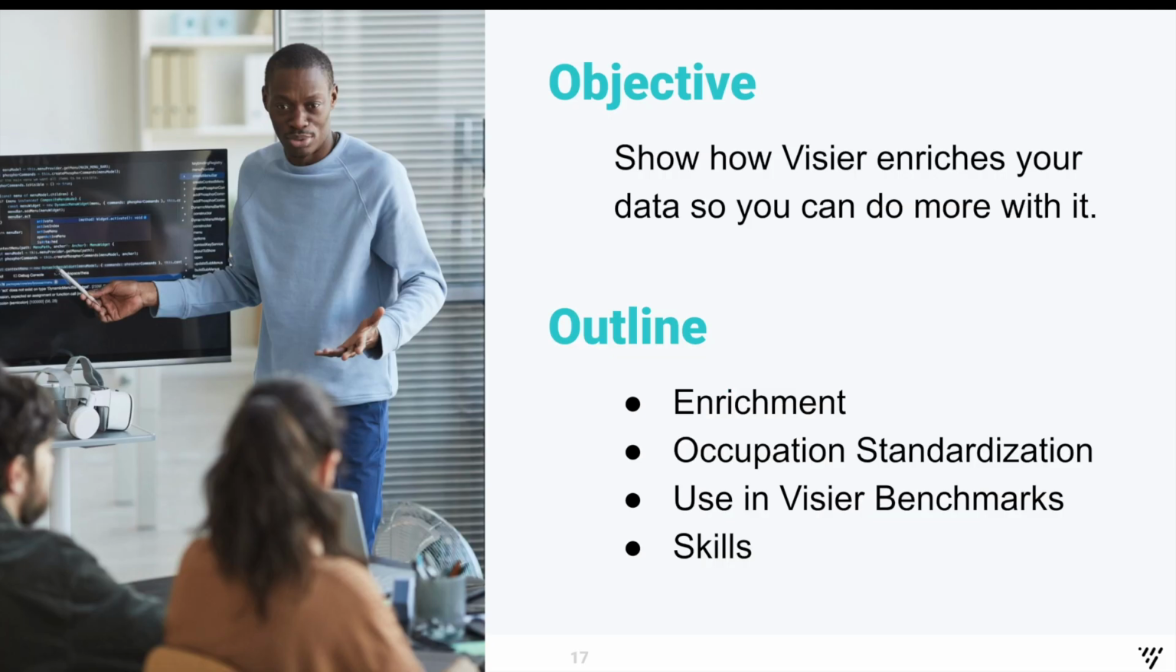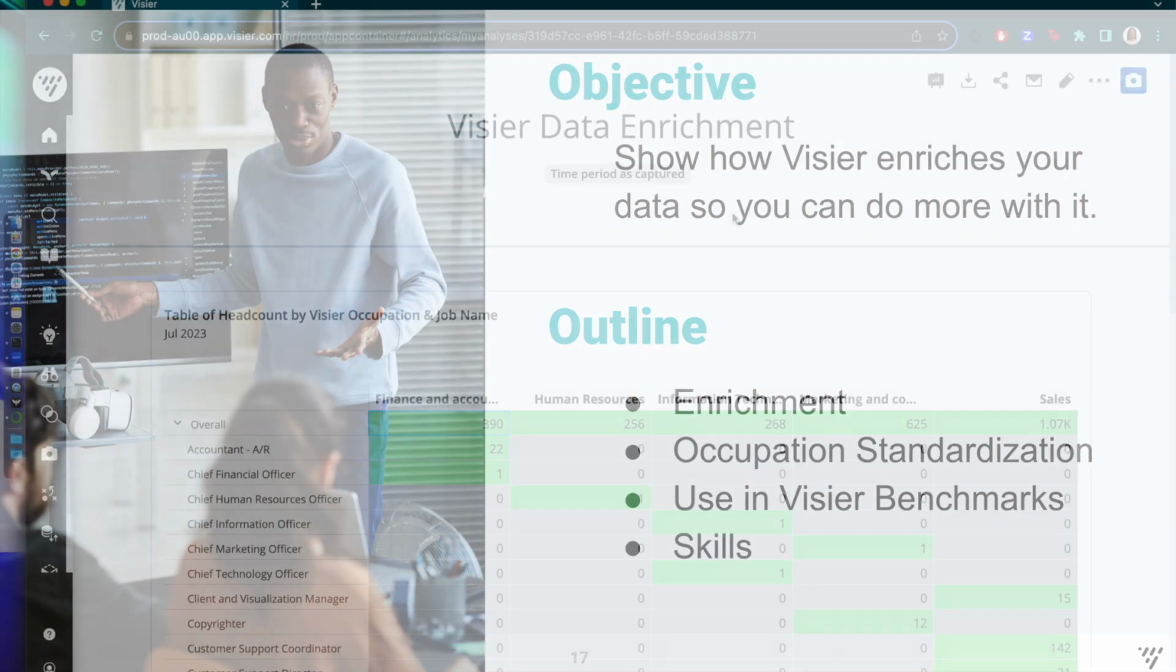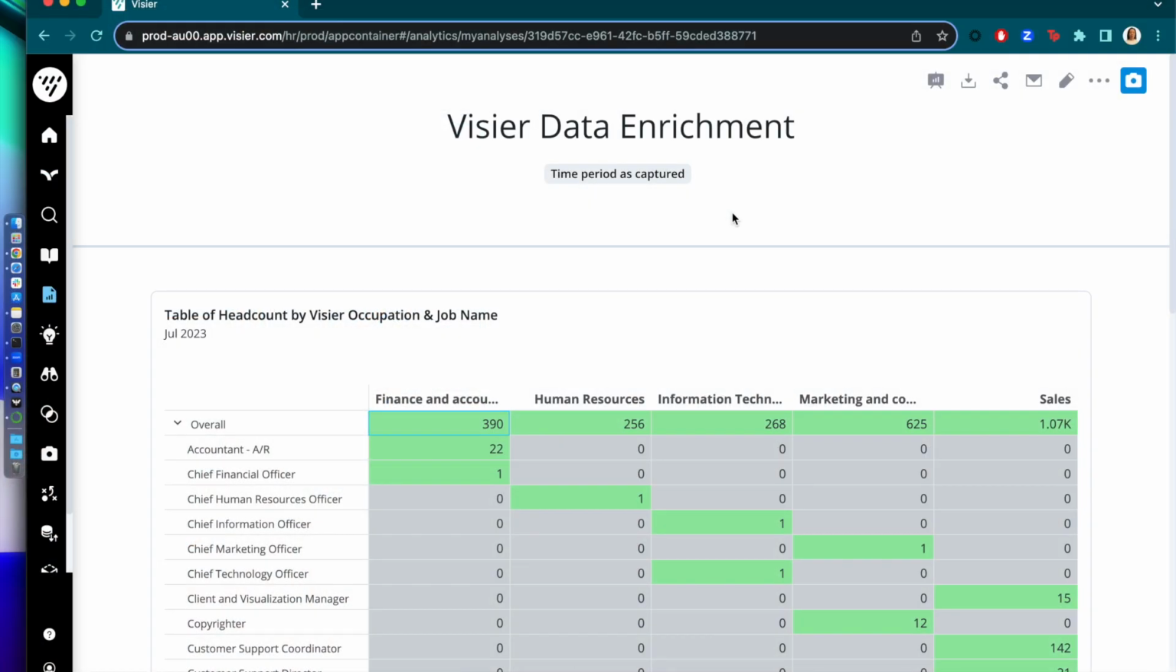Our objective in this video is to show you how Visier enriches your data so that you can do even more with it. We'll explore what enrichment really is. We'll look at one particular type of enrichment, which is occupation standardization. We'll see how that applies in using Visier benchmarks. And then finally, we're going to take a look at skills. So let's get started. Let's start by talking about what data enrichment even is.